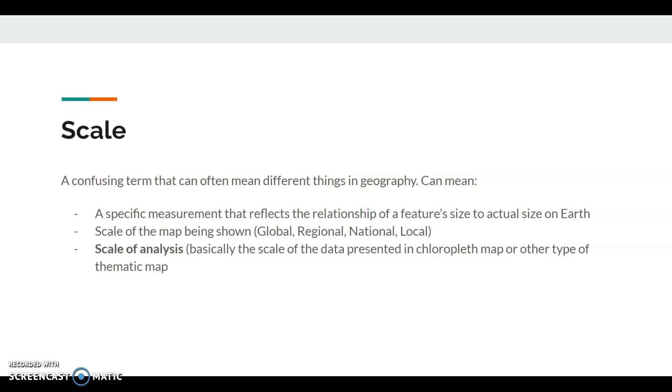And then there's a few other uses of the term scale, which refer to basically what we're looking at when we look at a map. So the scale of the map being shown, so basically of the entire map, what are we looking at? Is it of the entire world at a global scale? Is it of an individual country at a national scale? Or is it zoomed in and on a metropolitan or a local scale? And then the last term, scale of analysis, we will get to at the end of this video.